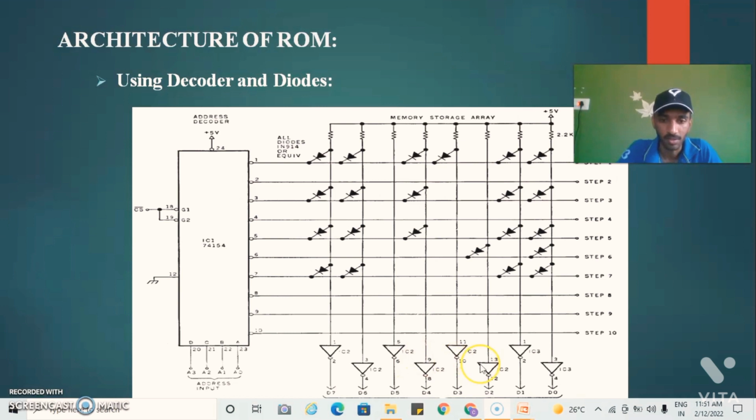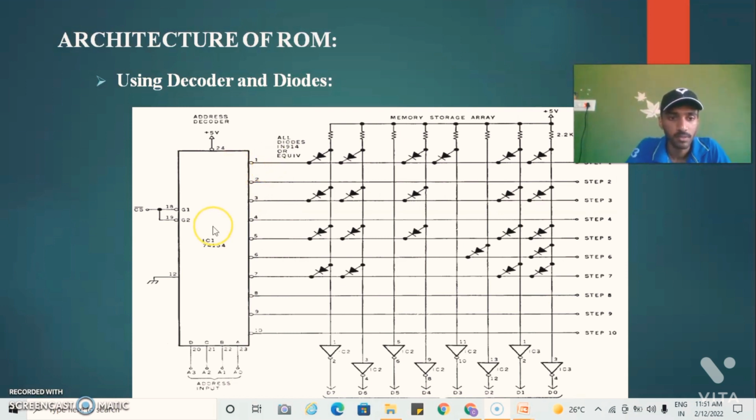Why are the NOT gates used? Here our decoder is an active low decoder. Active low means it produces an output which is at low state, and the rest of the output lines will be at high state. That's why they mention the bubble here.